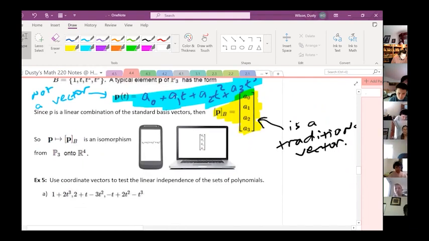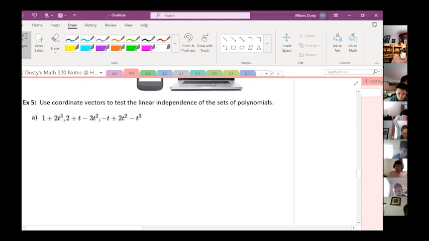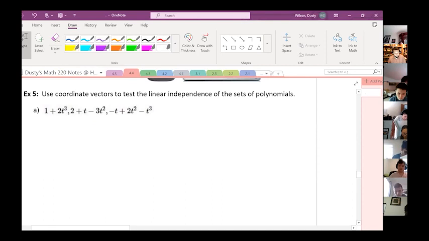So let's see if we can use it. Let's look at example 5. If I want to use coordinate vectors to test the linear independence of a set of polynomials, we could start with these polynomials, and we could take advantage of this isomorphism, and we could write this first vector as what? What would be its b vector?